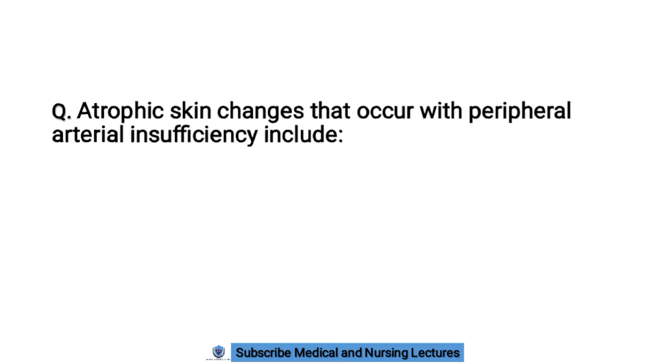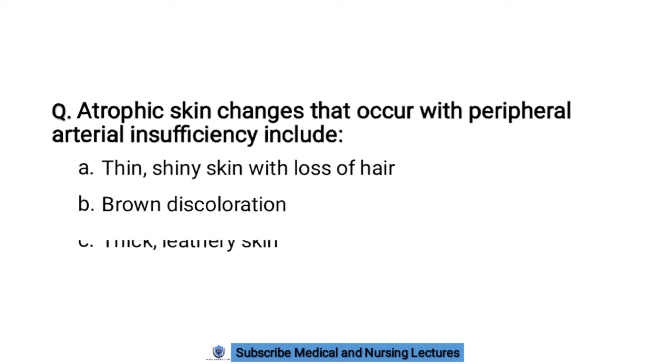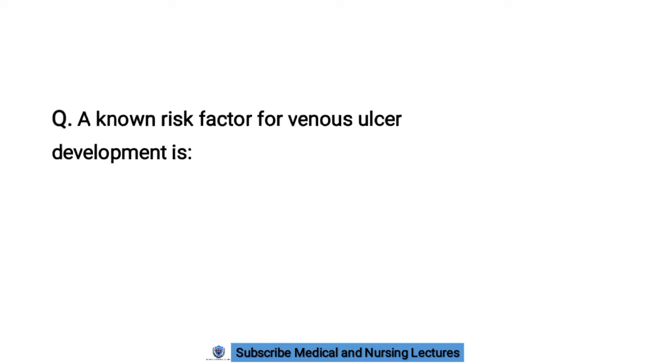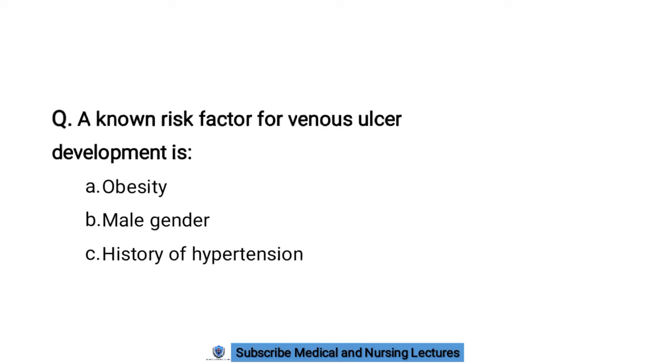Atrophic skin changes that occur with peripheral arterial insufficiency include: option A, thin, shiny skin with loss of hair, option B, brown discoloration, option C, thick, leathery skin, and the last option is slow healing blisters on the skin. The correct option is option A, thin, shiny skin with loss of hair. Another question: a known risk factor for venous ulcer development is option A, obesity, option B, male gender, option C, history of hypertension, and the last option is daily aspirin therapy. The correct option is option A, obesity.